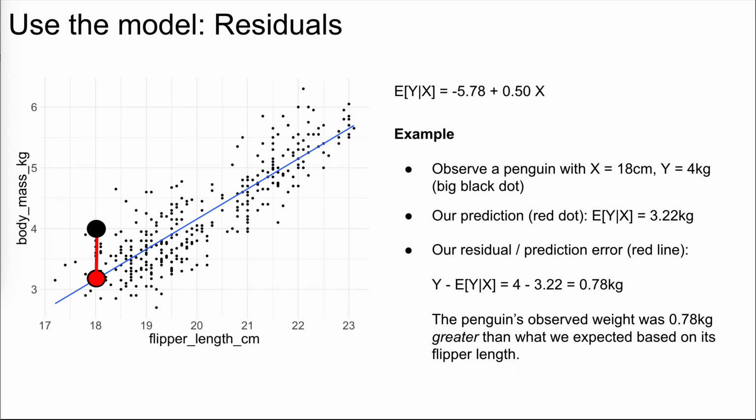The residual, represented by the red line, captures the difference between what we observed and what we predicted. That is, it captures our prediction error. Specifically, the difference between the observed y value of 4 kilograms and the expected or predicted y value of 3.22 kilograms is 0.78 kilograms. Stated in context, the penguin's observed weight was 0.78 kilograms greater than what we expected based on its flipper length.